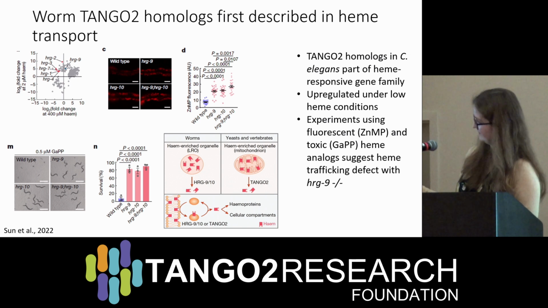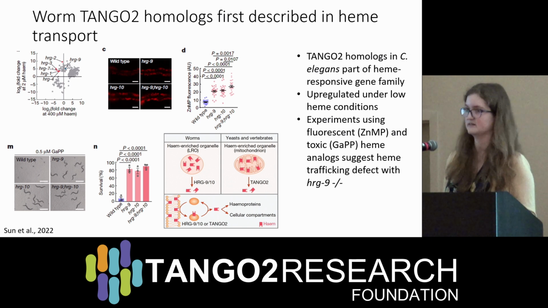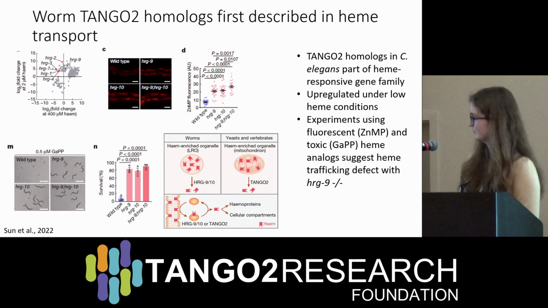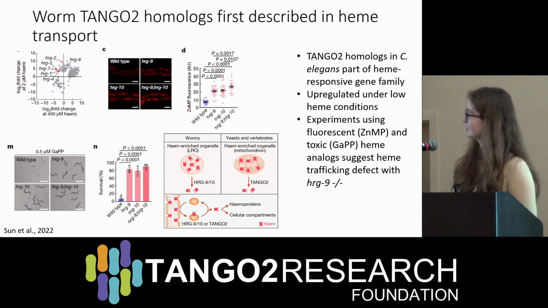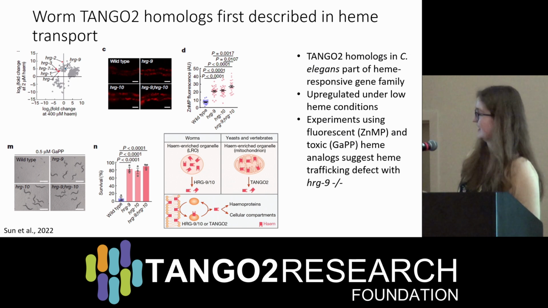They found that when they fed the wild-type worms this poison, most of the worms died. This is what they expected. However, in worms that are missing HRG9 and HRG10, most of these worms were able to survive this, which is really unusual. So they came up with a model where they hypothesized that maybe TANGO2 equivalents are important in transporting heme throughout the cell. Normally, you have areas in the cell that have a lot of heme. It needs to get taken out of there so that it can be used throughout the rest of the cell. And so maybe these HRG9 and HRG10s are helping to do that.